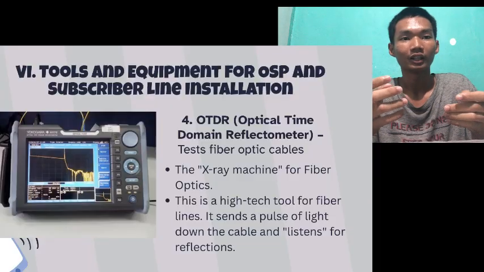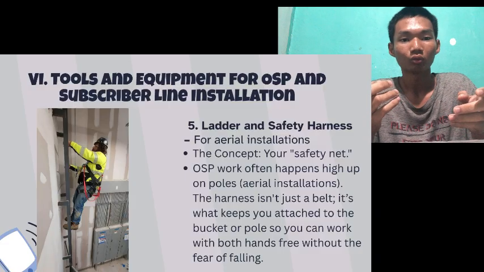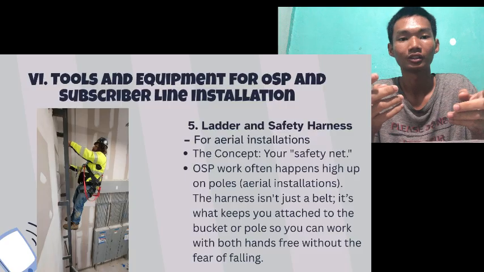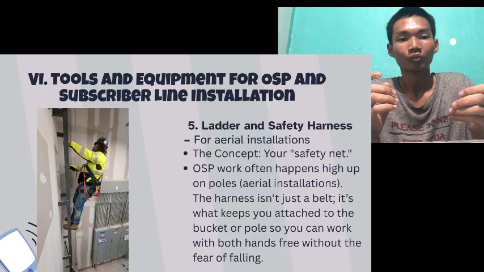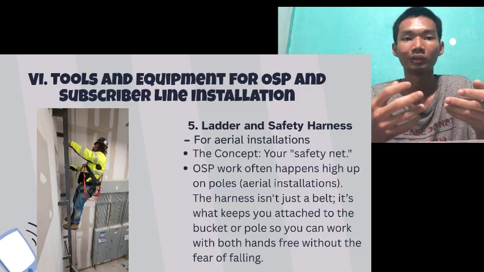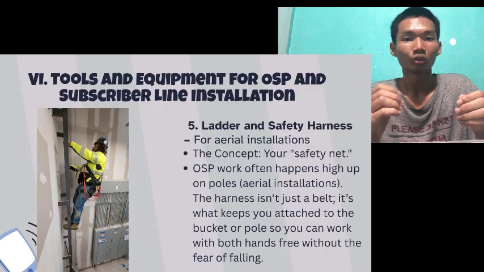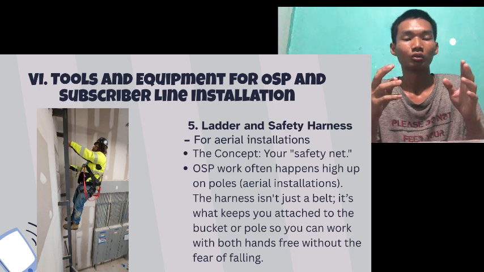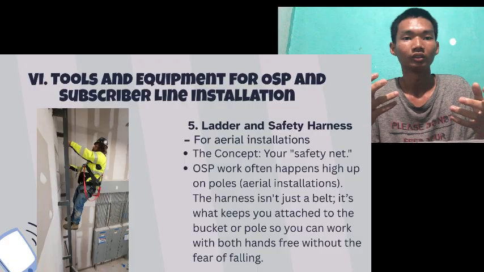Next is the ladder and safety harness. The concept of this is like a safety net sa nag-perform nito. Usually the person works in high places. Using this tool, they can tie themselves safely. The harness isn't just a normal belt. It lets you attach to the buckle or pole so you can work with both of your hands, without fearing na you will fall while working.